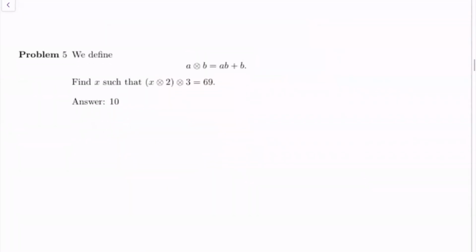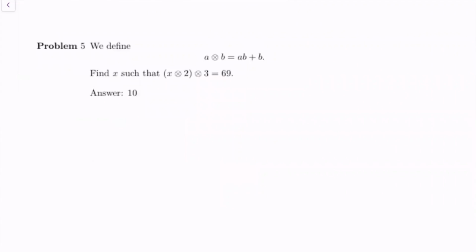Problem number 5. Here we have a defined operation. We define this, right, so this is just how we define it. A this B equals A times B plus B. So here again, when letters are involved in the multiplication, we often omit the multiplication sign. So this one means A times B.